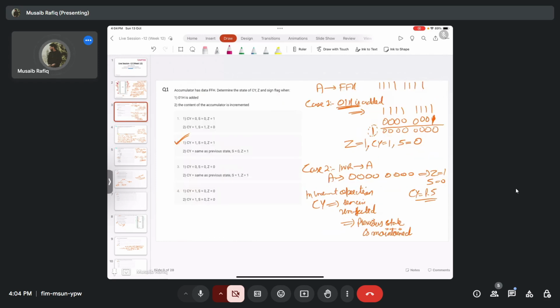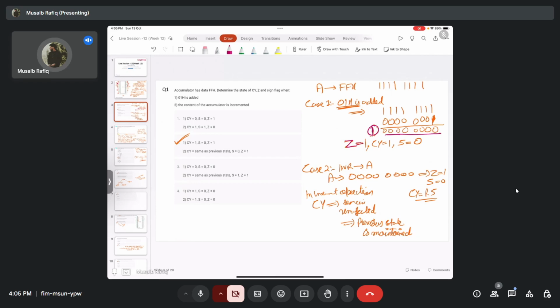Then there was this first question which asked us to determine the state of carry flag, sign flag, and Z flag. So the contents of accumulator were FF hex, and there were two cases given: when 01 was added to it, and when the contents of accumulator was incremented. So when 01 is added, 1111 1111 becomes 0000 in the accumulator, and 1 is generated as carry. So Z flag will be 1 because all the bits in accumulator are 0. Carry flag is 1 because carry is generated, and sign flag is 0.